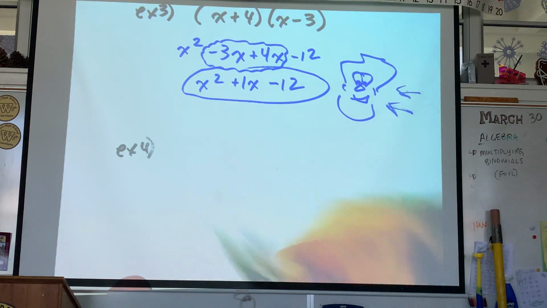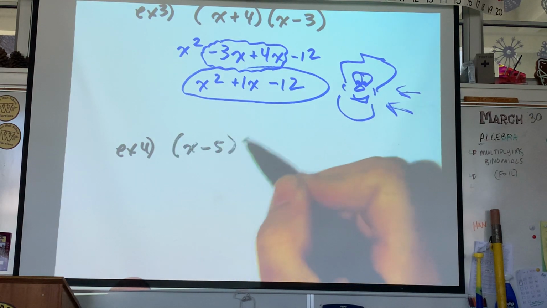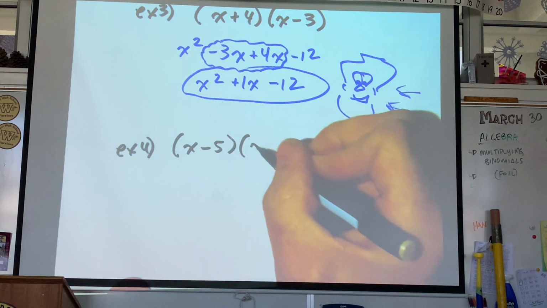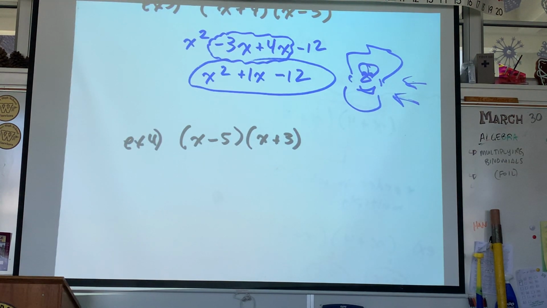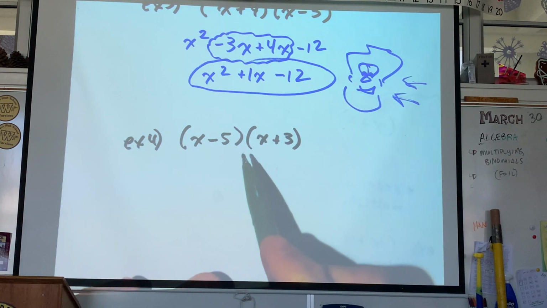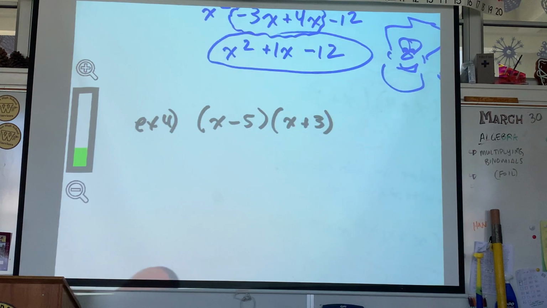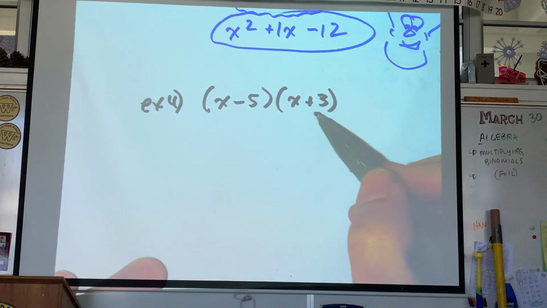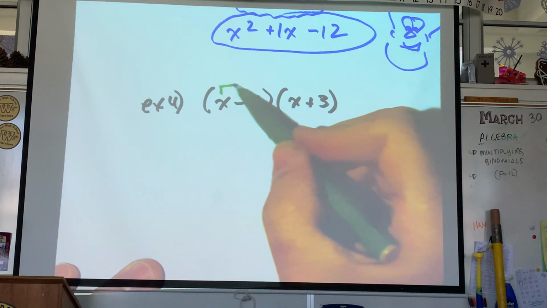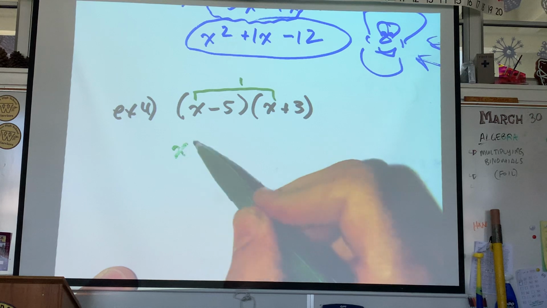Example 4. x minus 5 times x plus 3. We've got another positive and another negative. Once the negative signs creep in here, you guys have to be very careful, and you've got to slow down. Slow down. First, outer, inner, last, FOIL. Firsts is x times x. x times x is x squared.